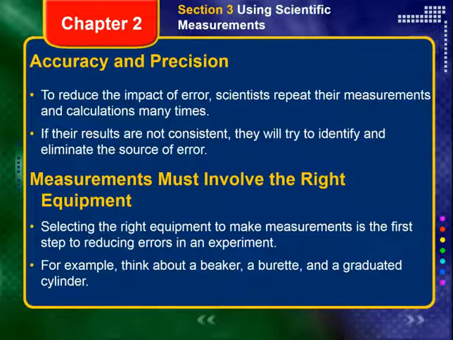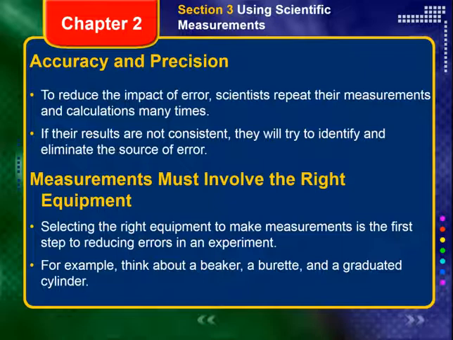So to reduce the impact of error, scientists repeat their measurements and calculations many, many times. Don't just do a thing once and call it good. You have to do that thing several times to make sure that the data agrees with itself. If the results are not consistent, which most certainly does happen sometimes, they will try to identify and eliminate the source of error. Measurements must involve the right equipment.